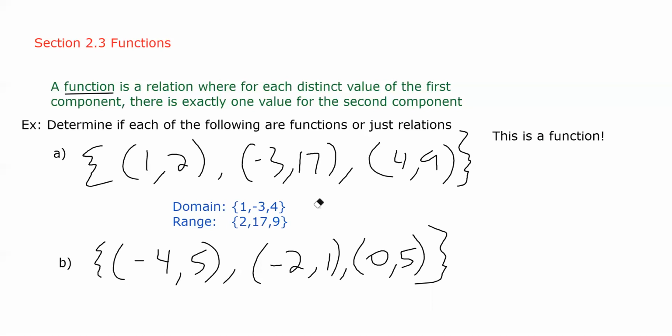But wait a minute, Josh, you say. Look, the y value of 5 is showing up in two different places, and there's two different x values that map to that. That's actually okay. In other words, it's okay to have a repeated y value that has two different x values going to it. But what you can't have is repeated x values that are trying to go to multiple different y values.